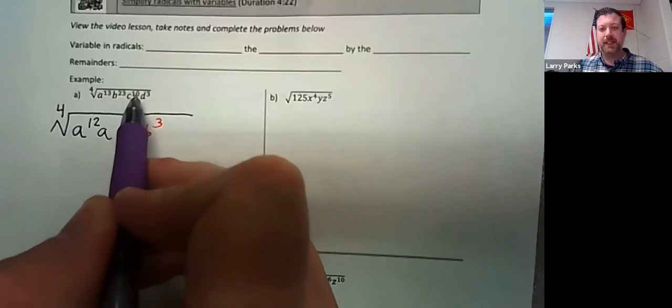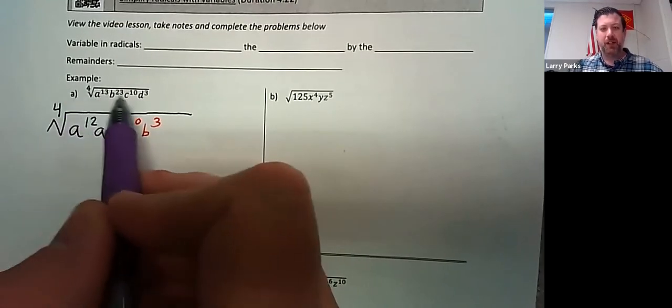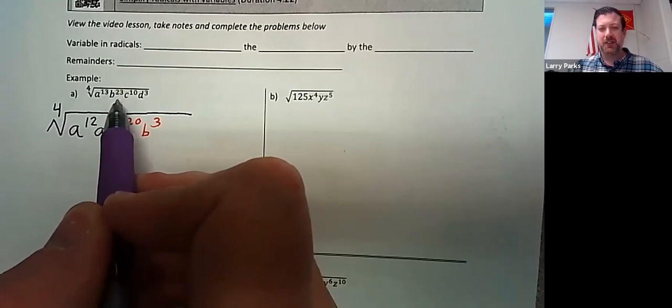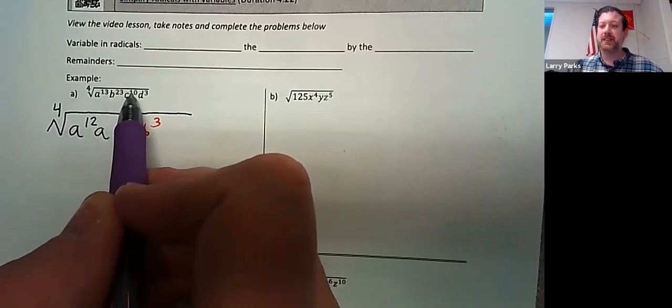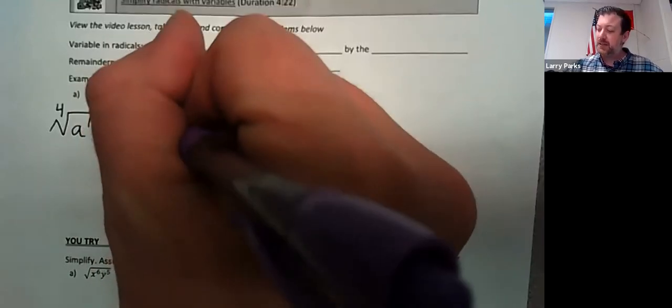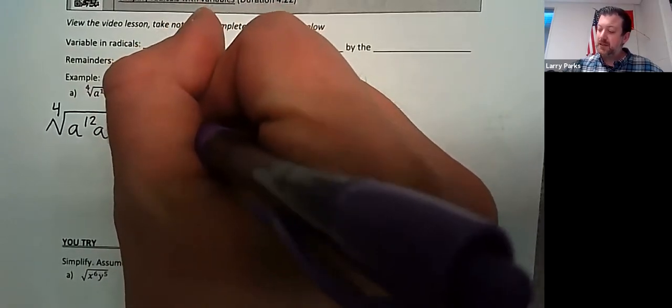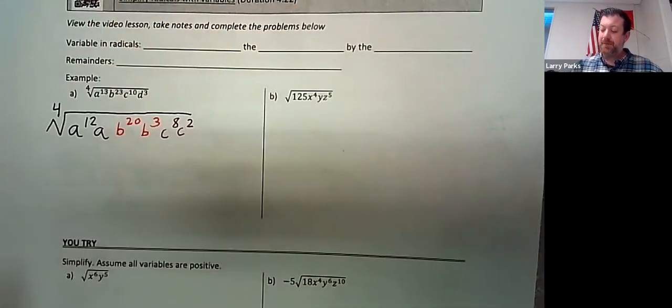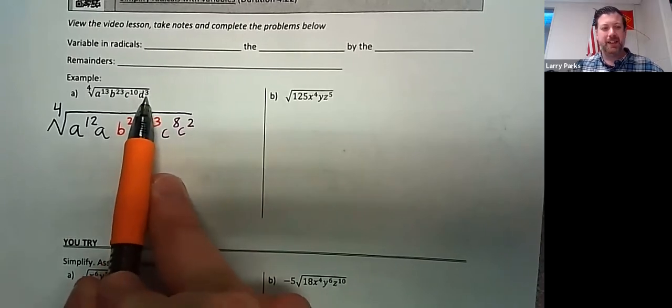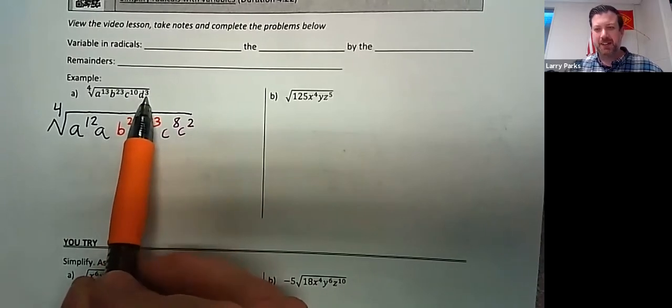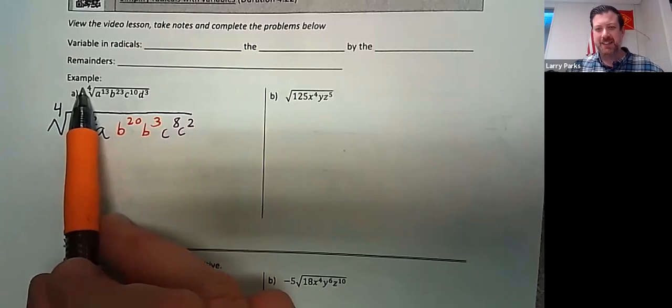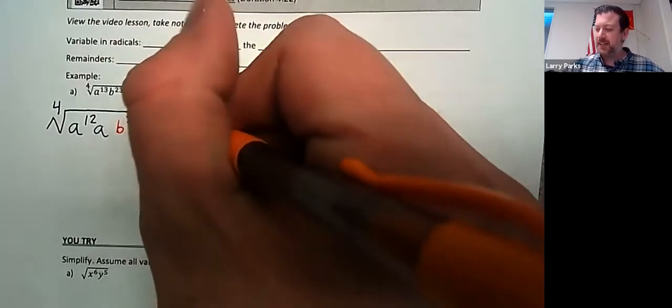When I do c to the 10 and I count by 4s, 4, 8, and then after that it goes over. So I'm going to break this into c to the 8, c squared. And then when I break d, trying to count by fours, if the exponent is smaller than the index, which it is, there's nothing you can do with it. So we're just going to leave that as d cubed.